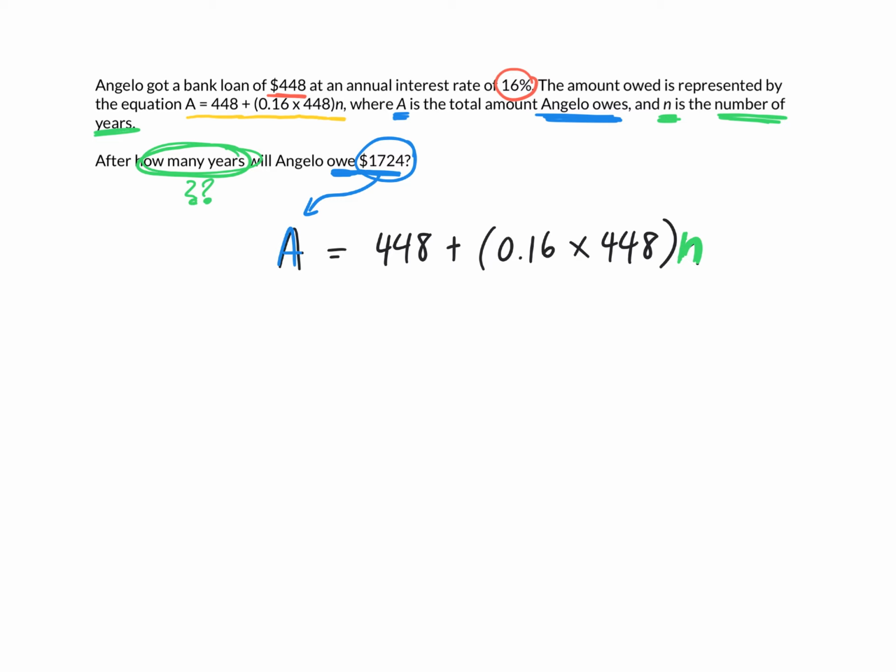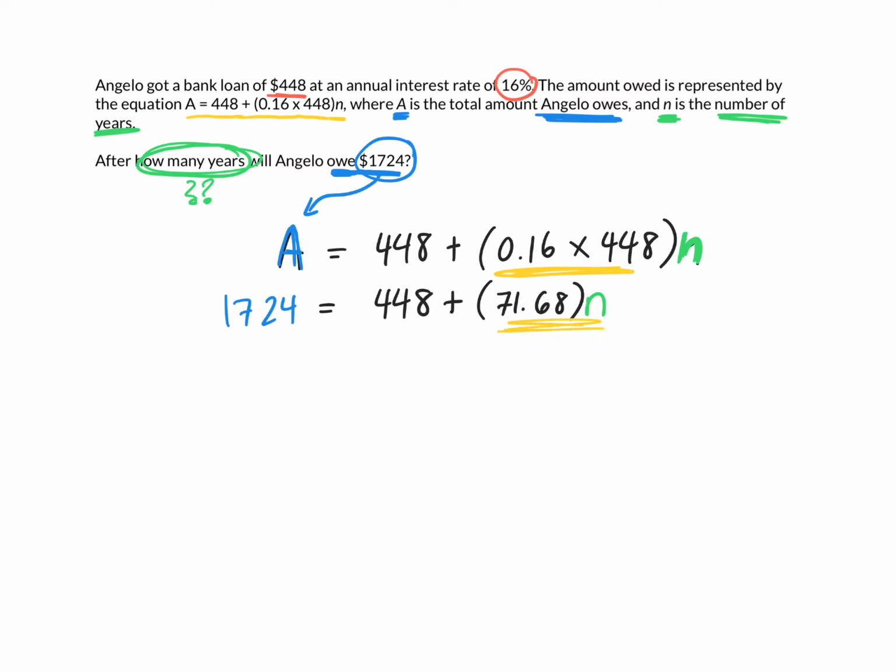So the first thing we want to do is replace A with 1,724. So 1,724 is equal to 448 plus, well, let's simplify this. We have our brackets here, and inside the bracket we have 0.16 times 448. When we calculate that, we get 71.68. Now that's multiplied by n. So this is stuck together right now, 71.68n.